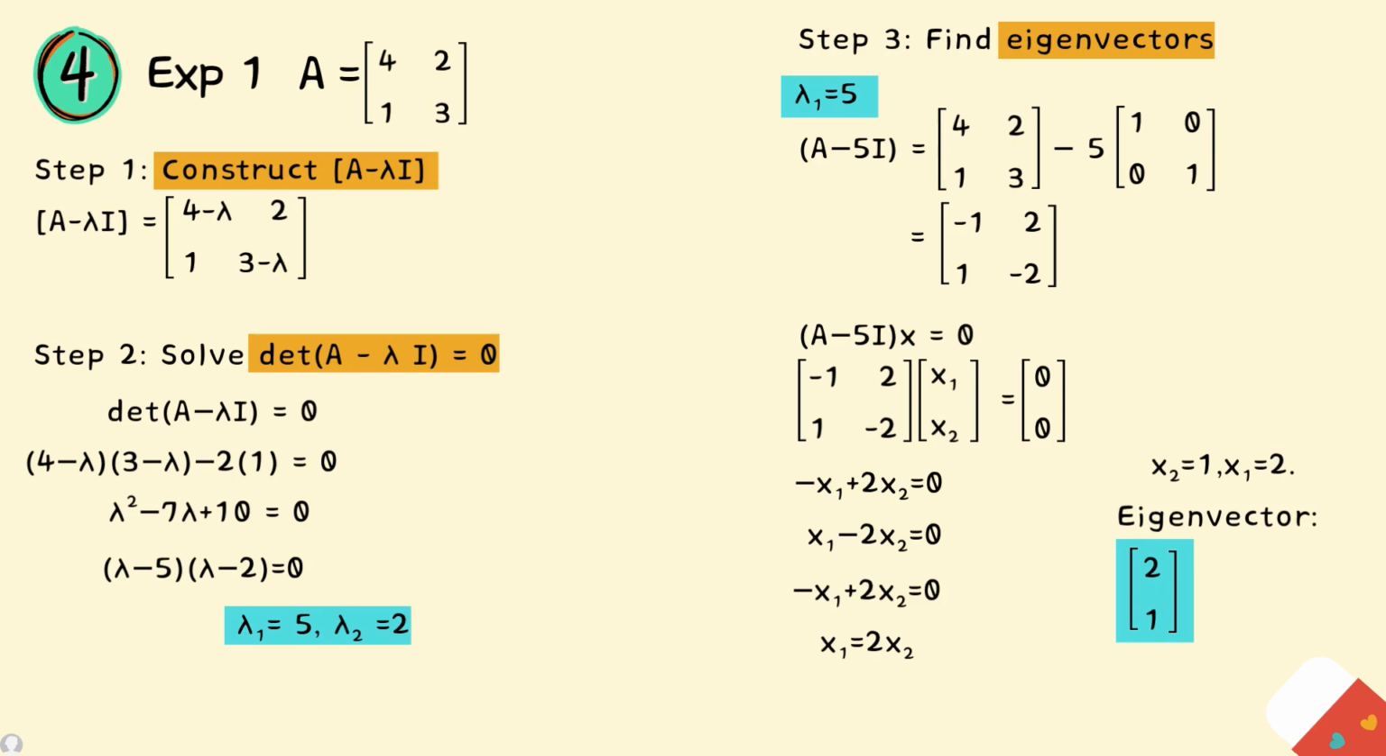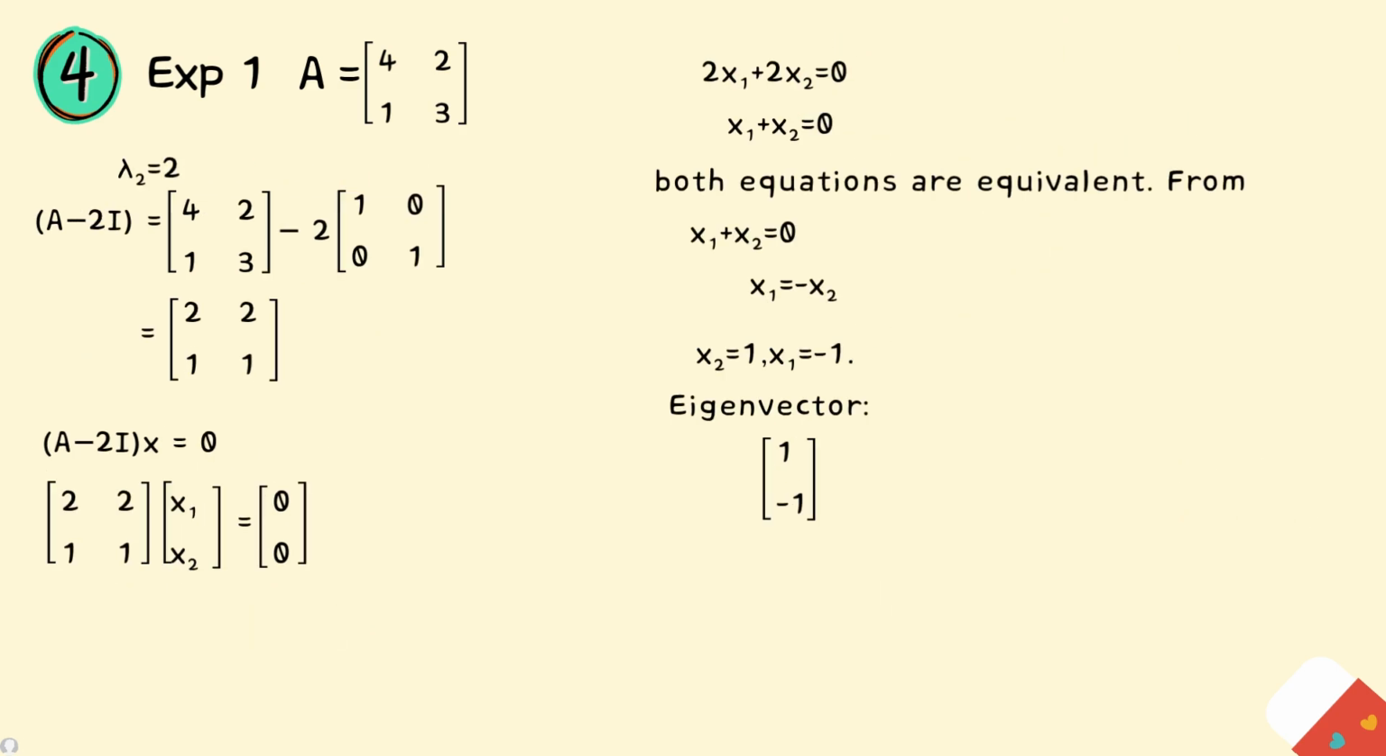Continuing example 1, A equals [4, 2; 1, 3]. Again we construct A minus lambda I, then solve for determinant of A minus lambda I equal to 0 to get the eigenvalues. Next, we need to find the eigenvector for lambda equal to 2. From the system of linear equations for the eigenvalue, we got eigenvector [1, -1] for lambda equal to 2.